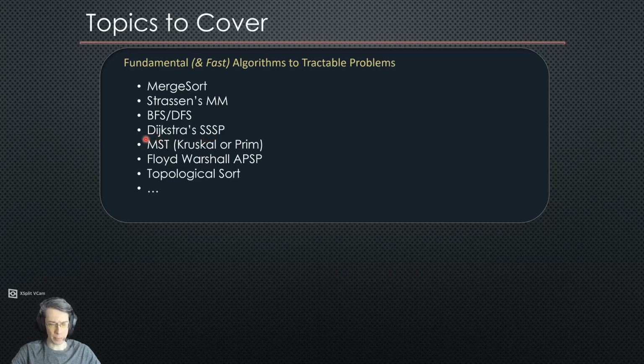We're also going to talk about probably some others like Bellman-Ford. And then for all pairs shortest paths, we're going to talk about Floyd-Warshall. And for constructing minimum spanning trees, I'm not sure yet which it'll be, either Kruskal's algorithm or Prim's algorithm. And then we're going to talk about topological sort for pulling apart and ordering the dependencies in a graph that represents dependencies.